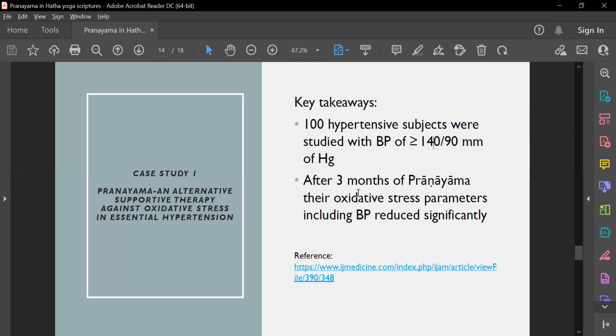After 3 months of pranayama, their oxidative stress parameters reduced, and the BP reduced significantly. I have also linked the article here. Though it mentions pranayama as an alternative supportive therapy for oxidative stress, I would say that if doctors understood, or if more research was done on this, it would probably be prescribed as one of the medicines.